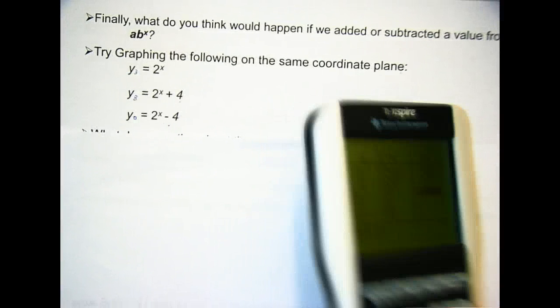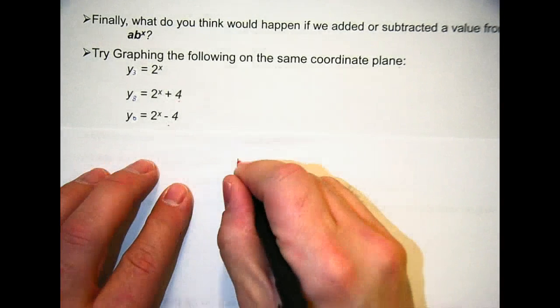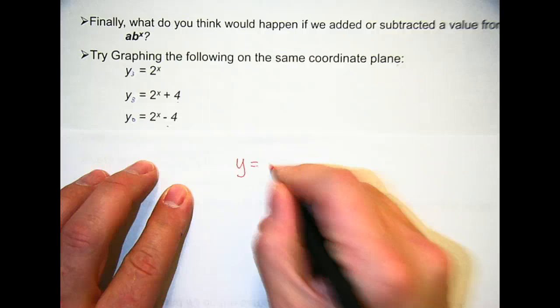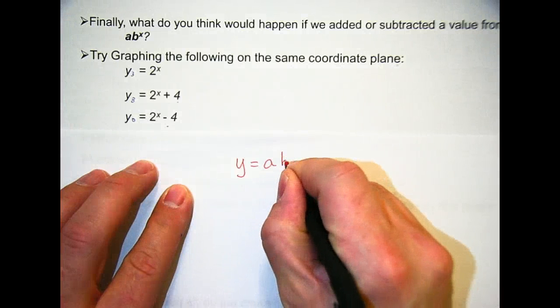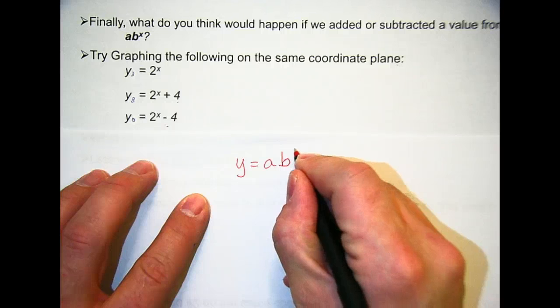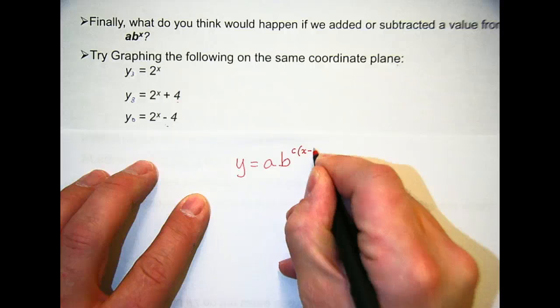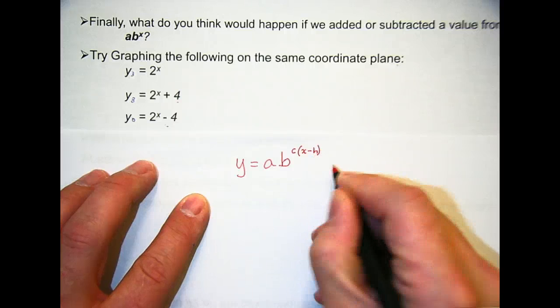So let's summarize real quick our equation now. So we started the day with y equals ab to the x. We now have y equals a b to the c, x minus h, all plus k.